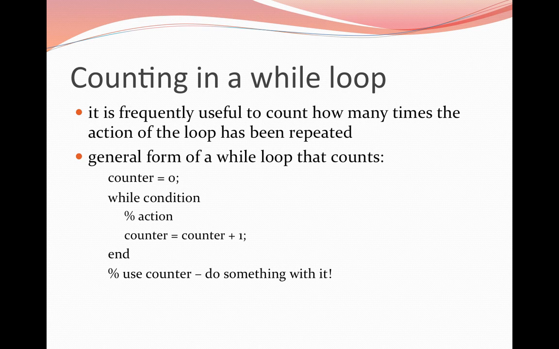It could be in the beginning, could be in the middle, could be at the end, but somewhere in the action of the while loop, you add 1 to the counter. So every time the action is executed, you're incrementing the counter by 1. So that counts how many times the action was actually executed, including possibly 0 times. So if you get out of the while loop and counter is still 0, then that means that the condition was false to begin with and you didn't execute the action at all. So sometimes that's important to know. So after the while loop, presumably you counted for a reason, you're going to do something with that counter.